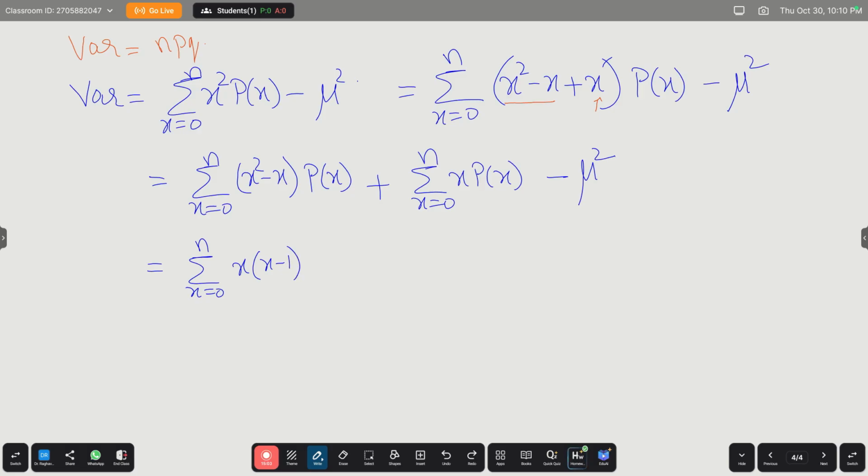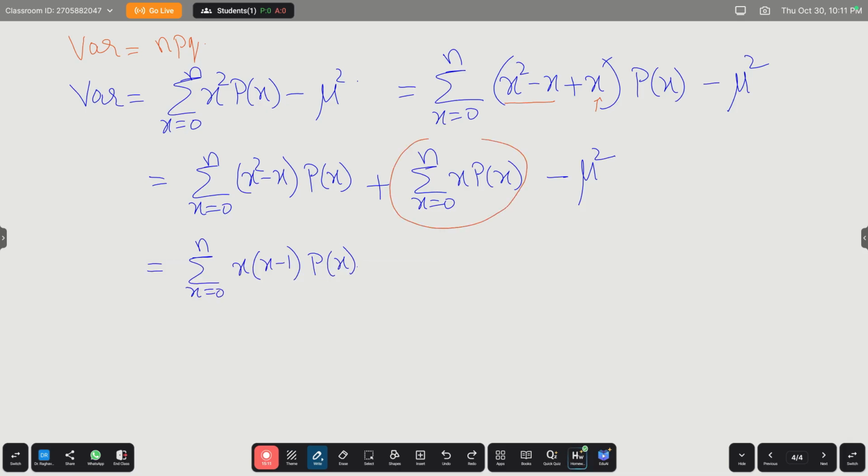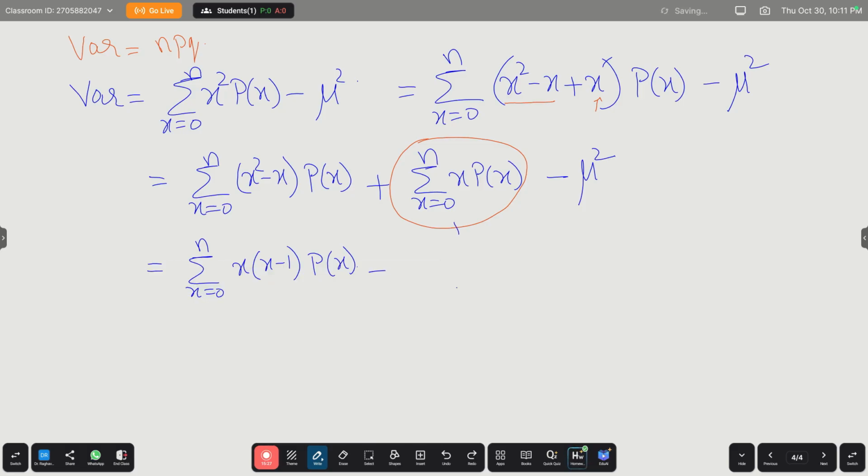x into x minus 1, p of x. And please observe carefully this term, summation of x into p of x. This is just the mean, the general formula for mean, summation x into p of x. So since this is the mean, I can write it as plus mu instead of that summation, and minus mu square. Okay. And after this step, I'll start expanding, giving the values for x.